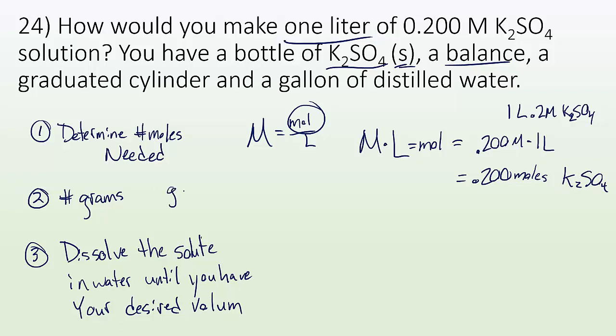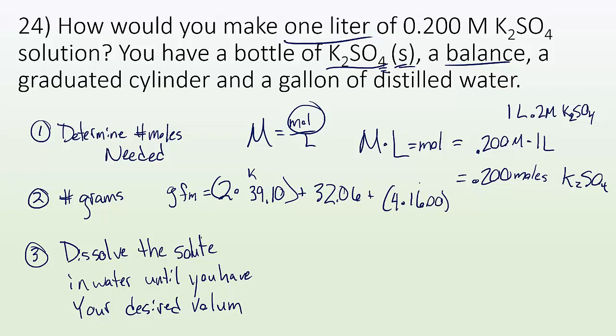So now next step is, how do I get grams? Well, first I need to get the gram formula mass. I look up the K, and there's 2 of them, so I do 2 times the mass of potassium, which is 39.10. Then I add that to the mass of 1 sulfur, which is 32.06. And then I add that to the mass of 4 oxygens, because it's SO4, so 4 times the mass of oxygen, 16.00. And I end up with a gram formula mass of 126.26 grams per mole.